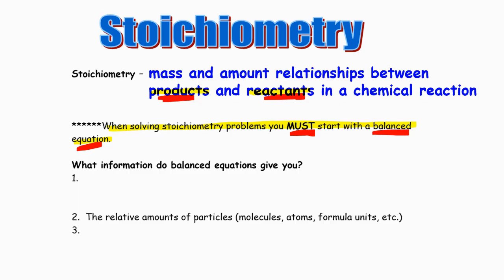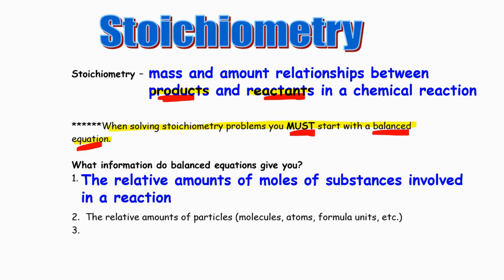So let's talk about a balanced equation. You already know how to balance equations, predict products, and then balance the equation. You've got all of that. So here is some information that we can get from a balanced equation. One thing we are able to get is the relative amounts of moles, the number of moles of the substances involved in the reaction, whether it's products or reactants.